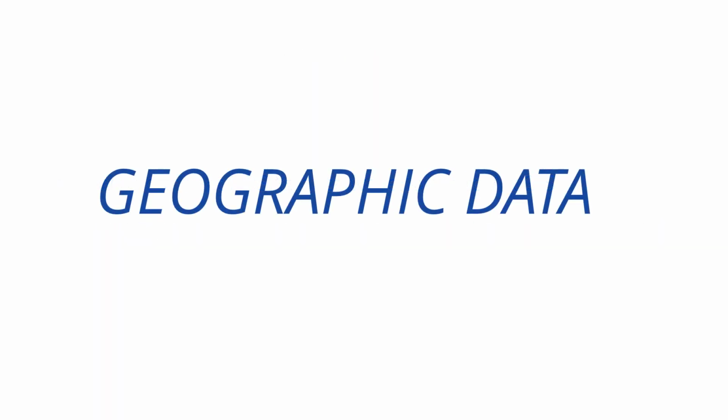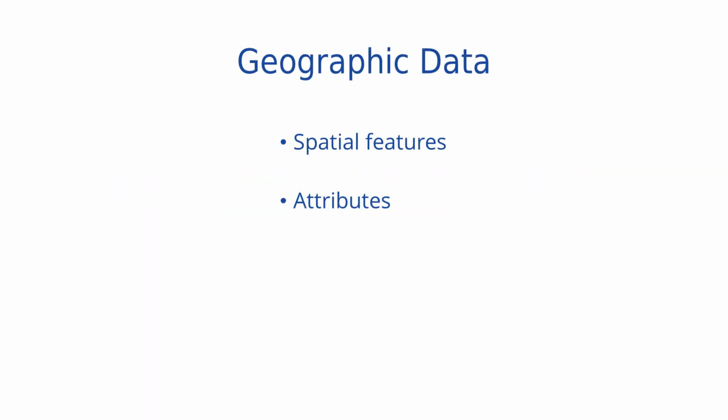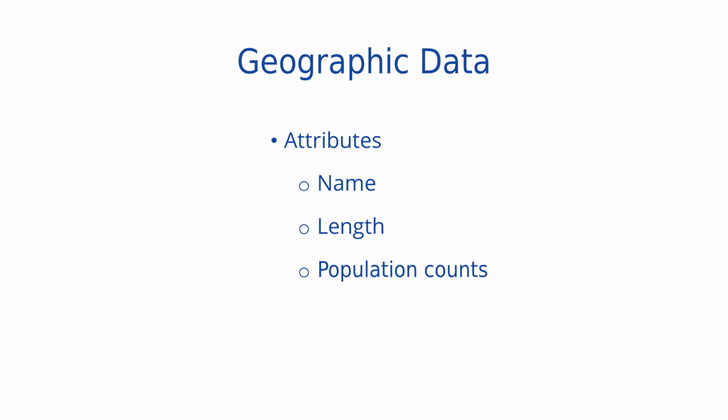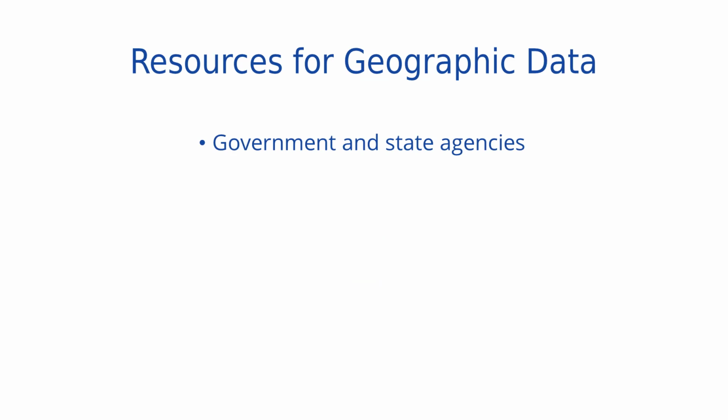Before we start, let's take a minute to understand what we mean when we refer to geographic data. Geographic data is important on spatial features and their attributes. A spatial feature can be a point, a line, or a polygon on the map. Attributes are the information linked to the spatial feature such as name, length, and population counts, among others. It's possible to create your own geographic data, but it can be time-consuming. Fortunately, there are many useful online sources with free data such as government and state agencies, universities, and private companies.